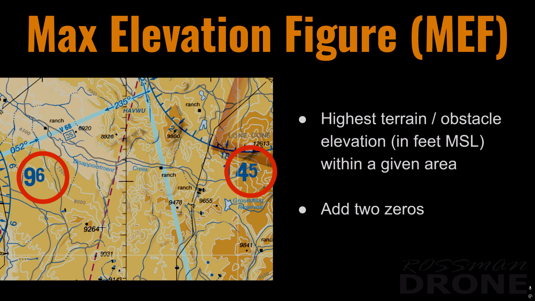Max elevation figure, or MEF for short. Now, these are numbers scattered throughout all sectional charts that you're going to be looking at. What these numbers tell you is the height of the highest terrain or obstacle in a certain area of the map, and it is given in feet MSL. So you can see the 9.6 on the left would be 9,600 feet, which is how high the highest part of this ground juts up into the sky.